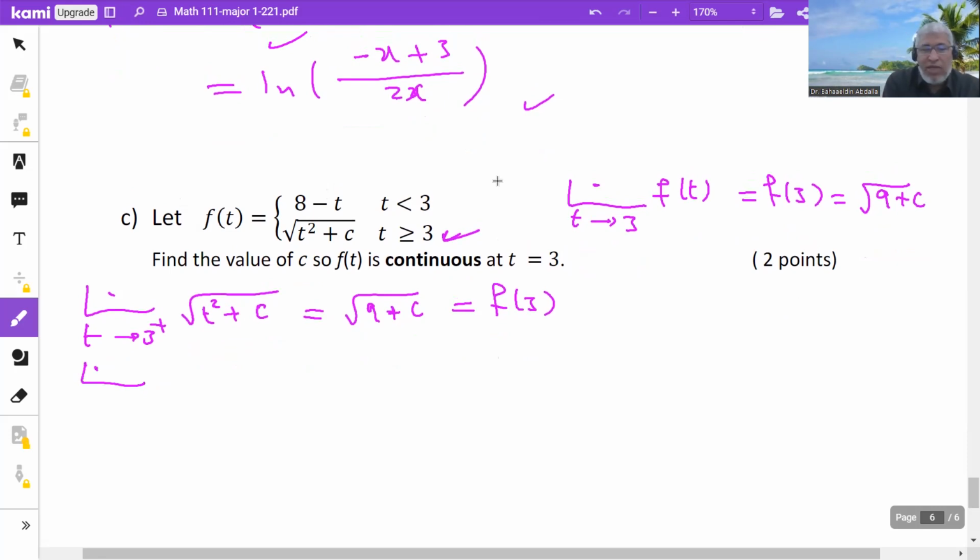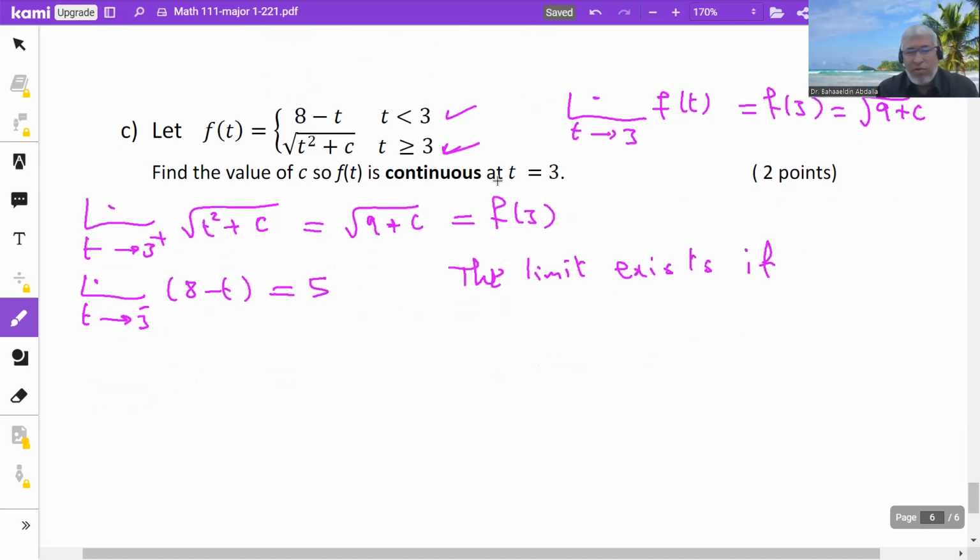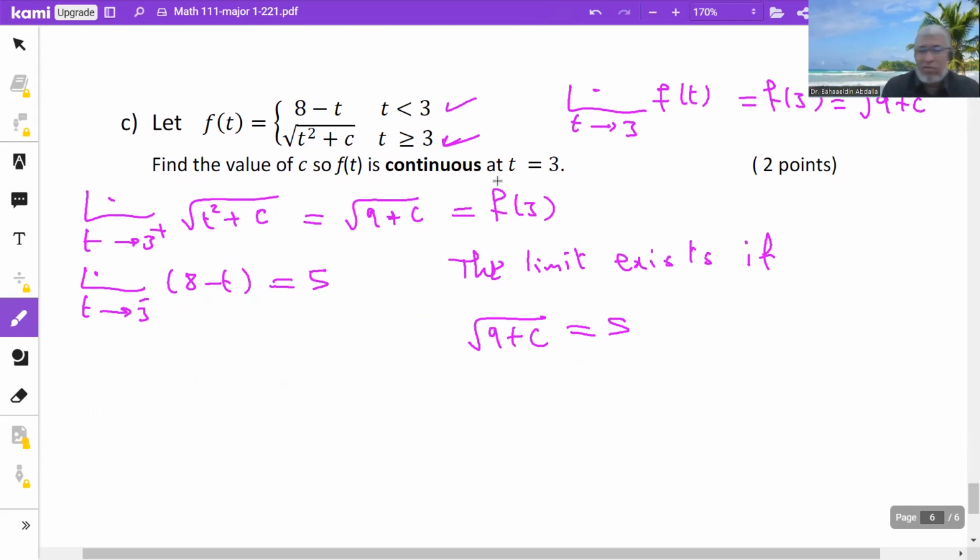Okay. So to find the limit from the left, I'll use numbers less than 3. So I have to use this definition. So 8 minus t would be my function. Replacing t by 3, 8 minus 3 would be 5. Now, the limit exists if the limit from the right equals the limit from the left. So if square root of 9 plus c, which is the limit from the right, equals 5, which is the limit from the left, then we need to find the value of c.